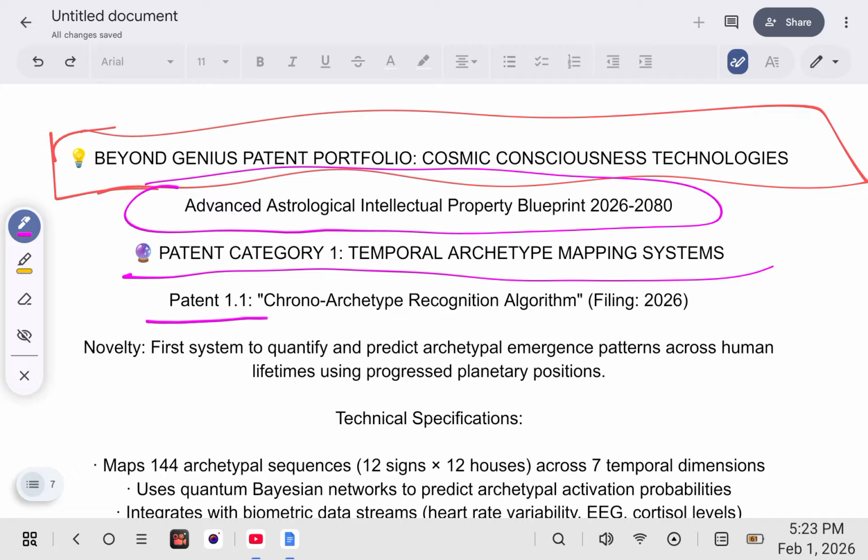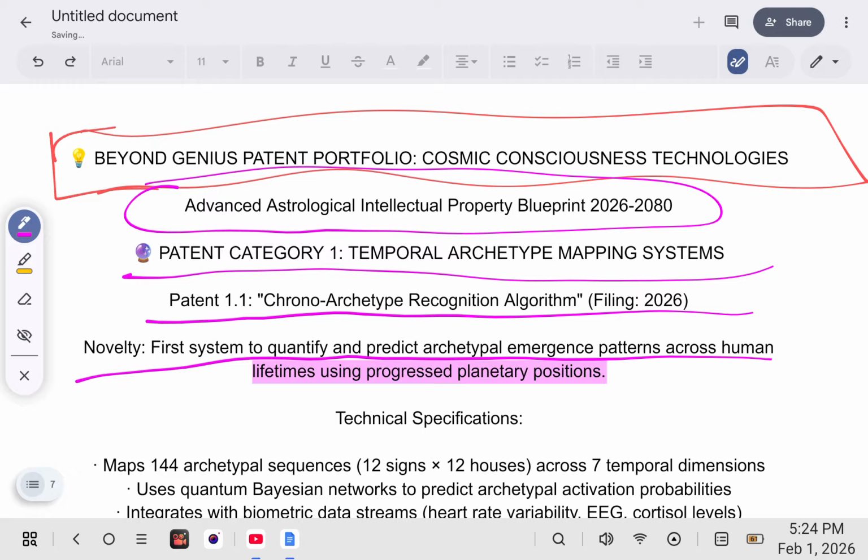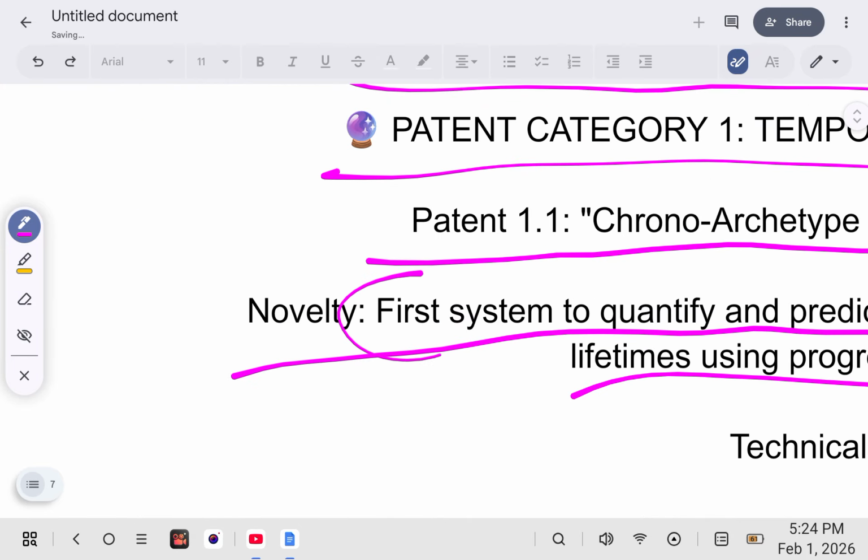So the first patent is chrono archetype recognition algorithm. The novelty is it's the first system to quantify and predict archetypal emergence patterns across human lifetimes using progressed planetary positions. Again, the first.